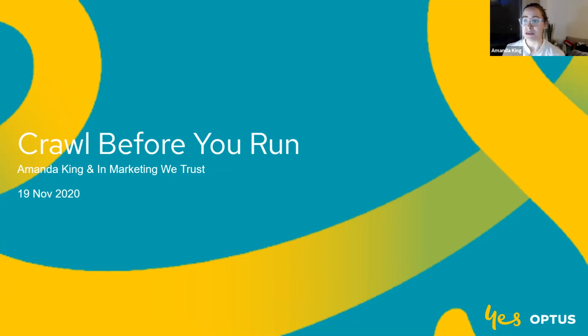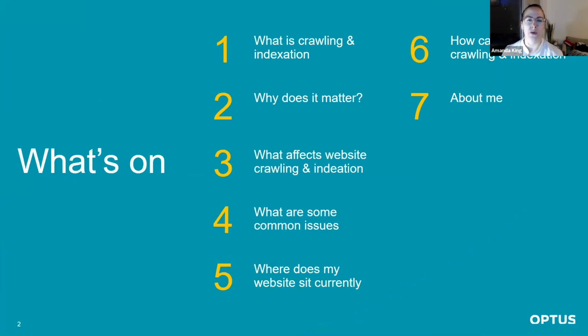So I am actually going to save my introduction for last, because you came here to hear about enterprise SEO and crawling and indexing, not about me and what I've done. So what we'll go through is what crawling and indexation is, why it matters, what affects website crawling and indexation, some common issues, particularly for enterprise sites and e-commerce websites, how you can find out where your website sits currently and how it's doing, what you can do to improve, and then a little cheeky about me. And apologies in advance, I live on a busy road, so you may hear some unhappy drivers. Just a heads up on that one.